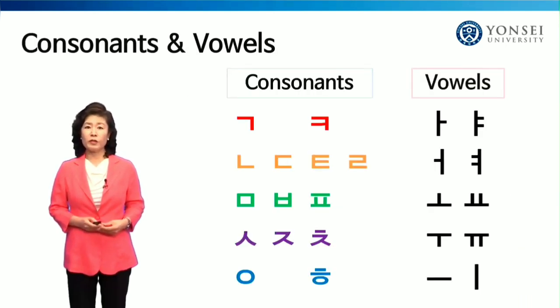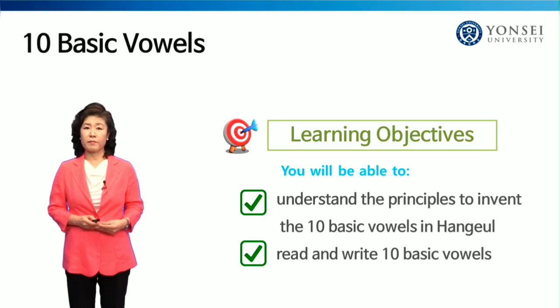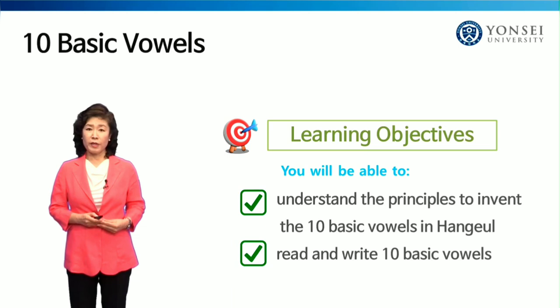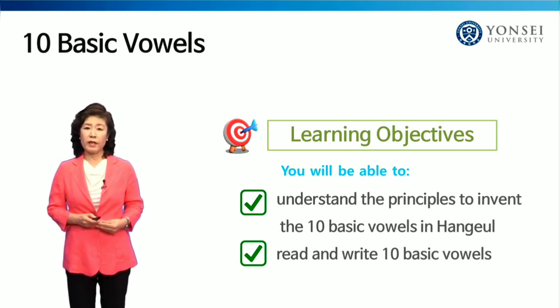In this module, you will learn the 10 basic vowels, 14 basic consonants, and other forms of vowels and consonants, so that you can read and write the Korean alphabet. First, we will learn the 10 basic vowels in Hangeul. Once you complete this unit, you will be able to understand the principles used to invent the 10 basic vowels in Hangeul and to read and write letters made up of these vowels.